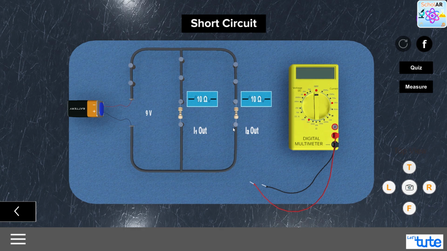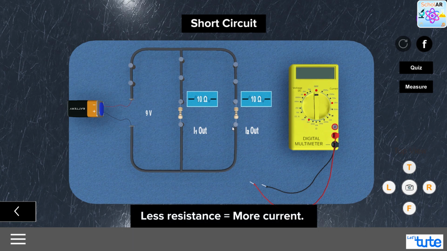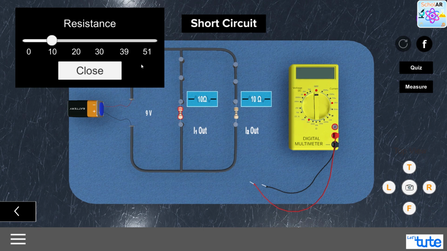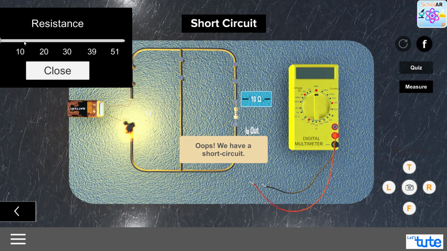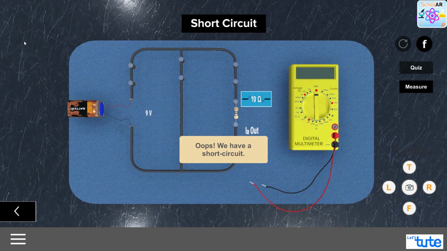We can look at the formula for current in parallel and see that more current goes through the resistors with less resistance. So, if one resistance becomes negligible, a massive amount of current will pass through it in a short span of time, which will make the battery explode. And this is exactly what happens.